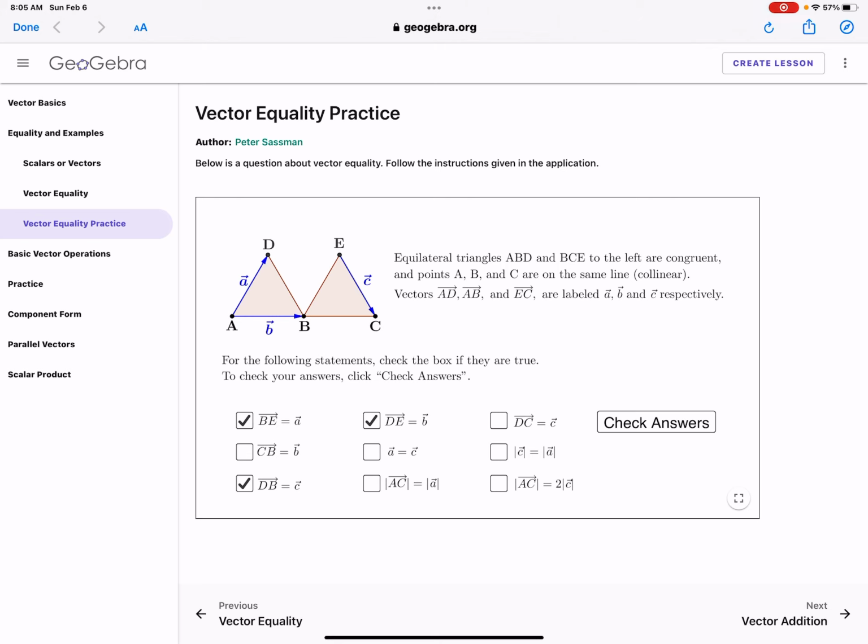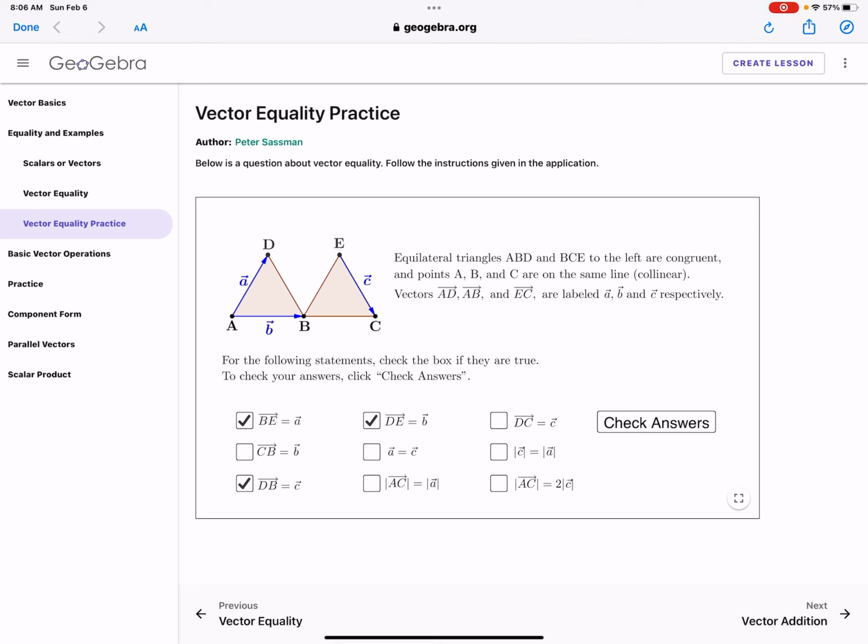Vectors A and C, they have the same magnitude, but they're not equal. Magnitude of AC equals A. Well, AC is both bases of the triangle, so that's twice vector A, so we won't put a check mark there. DC, imagine connecting point D with C. Is that equal to C? I'm going to say no.